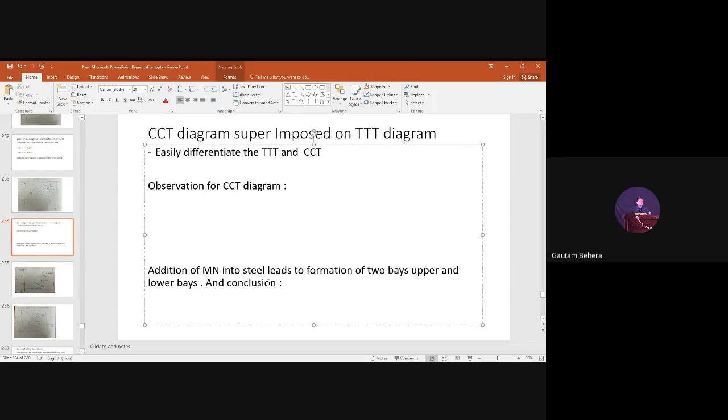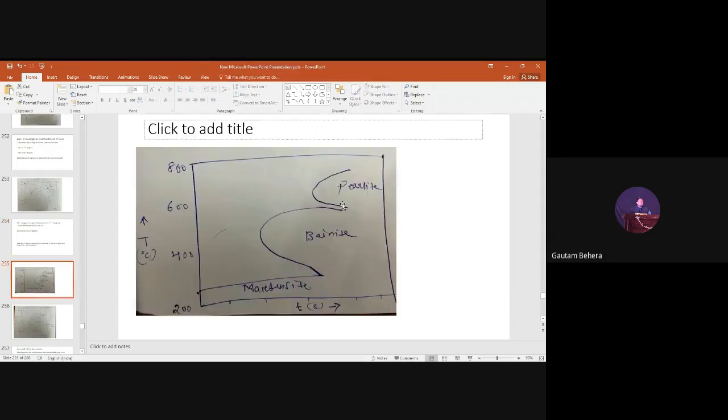So if this is the situation, can you think about it? If you are adding an alloying element and the TTT diagram is converted into two bays, one pearlitic bay and one bainitic bay, what kind of significance will you get in the case of CCT?